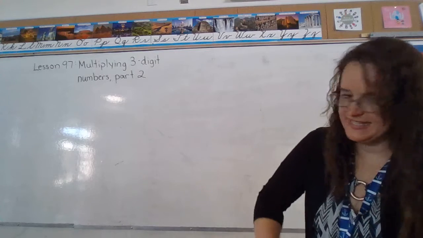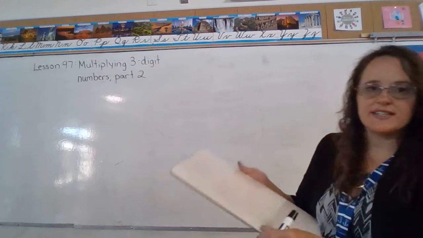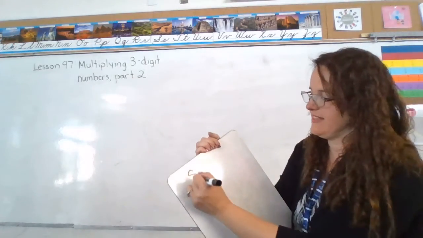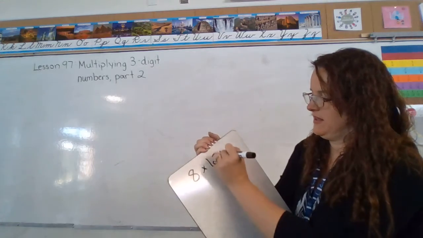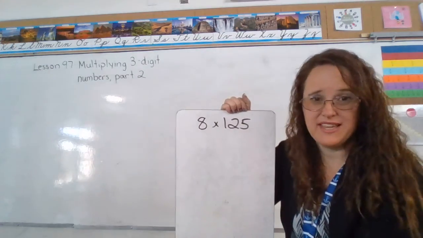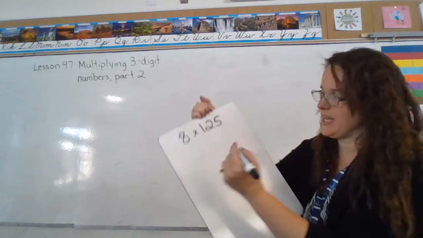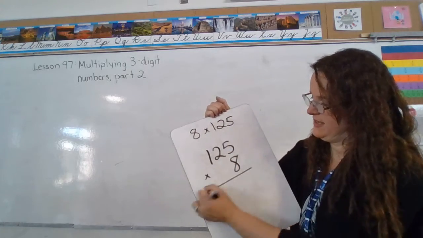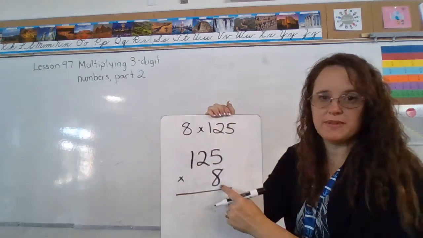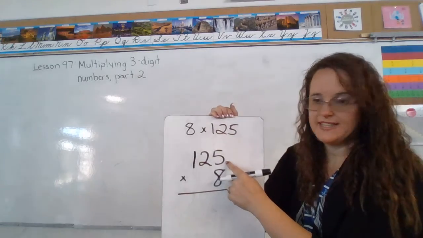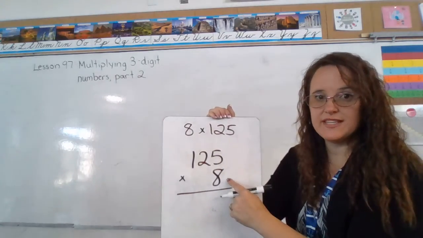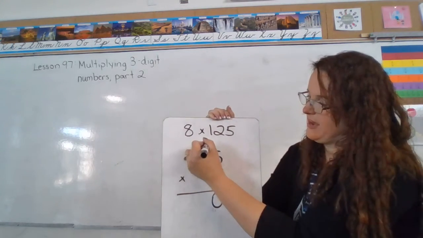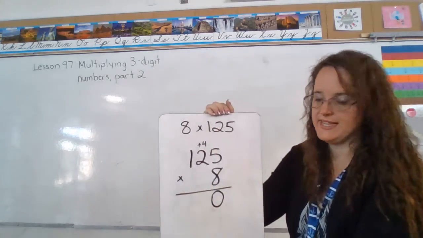All right, the next example says find the product of 8 and 125. So they wrote it like this. I don't want to multiply like that. I'm going to rewrite it with my big number on top. So 125 times 8, and we'll do the same process. We multiply 8 times our ones place, which is 5. 8 times 5 is 40, so we put a 0 here, and we carry our +4 10s there.